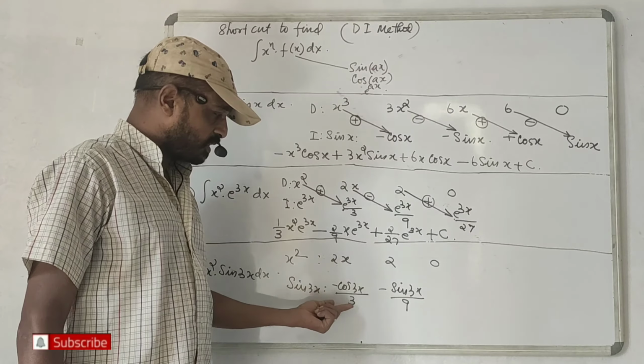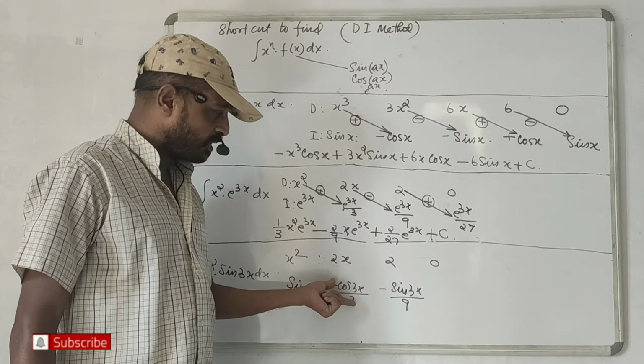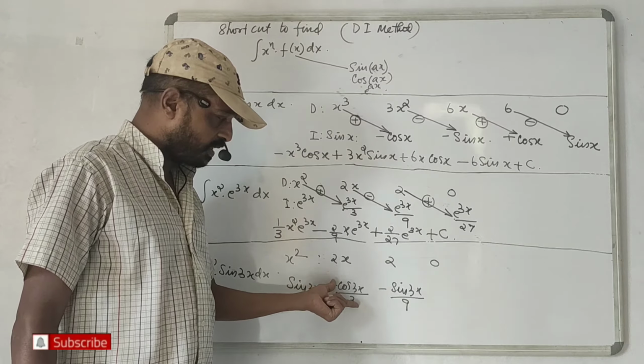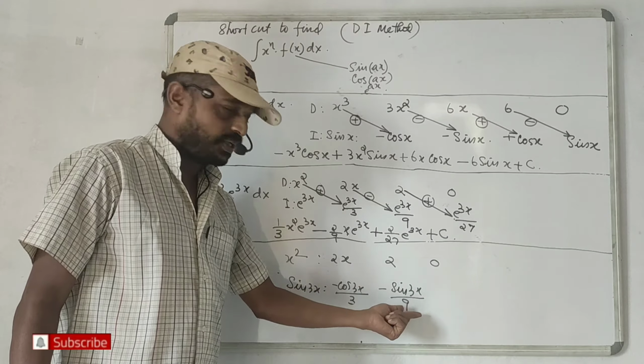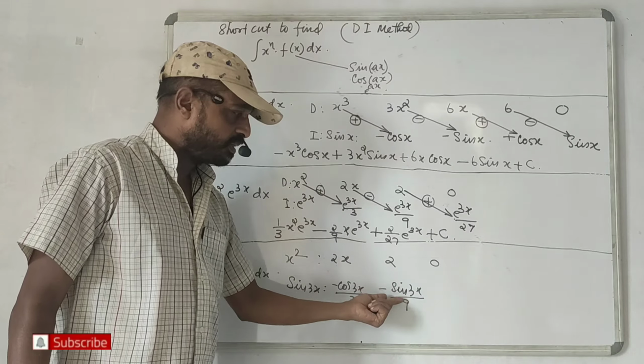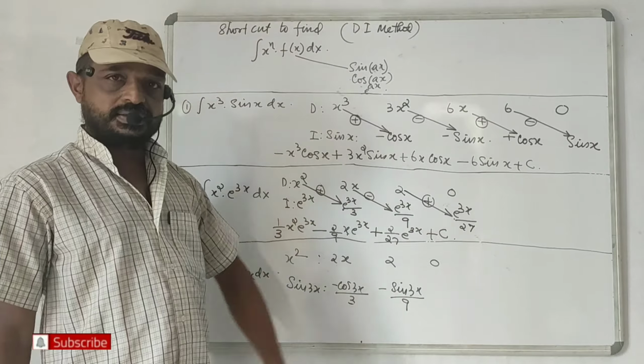So minus 1 by 3 is a constant. Minus 1 by 3 into the integral of cos is sin. So minus 1 by 3 into the integral of cos 3x is sin 3x by 3. So in the denominator we have 3 into 3, that is 9. Again integrate once more.